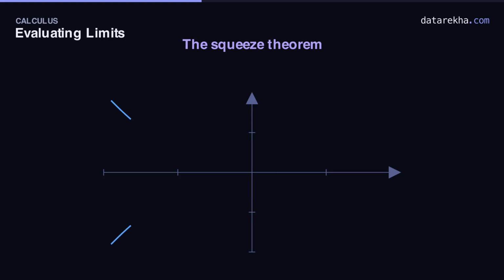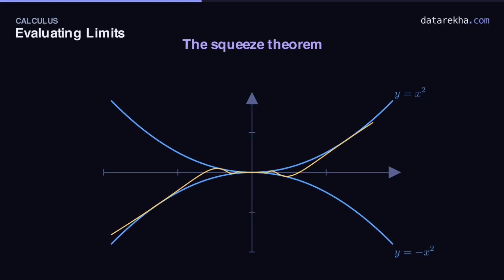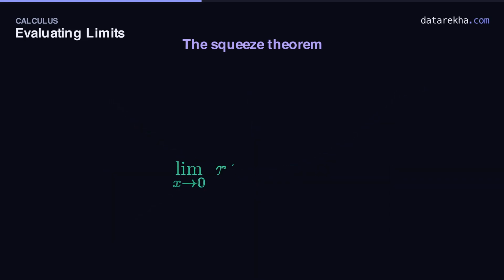Draw all three. In blue, the two envelopes, x squared on top, its mirror minus x squared below. And in gold, the wild function, thrashing between them, faster and faster as it nears the center. Now watch the trap close. As x slides towards 0, both envelopes are pulled down to the origin, dragging the gold function with them. It cannot escape. So the limit is 0, forced by the squeeze. No factoring, substitution, or conjugate could have touched that limit. The squeeze got it in one clean stroke.